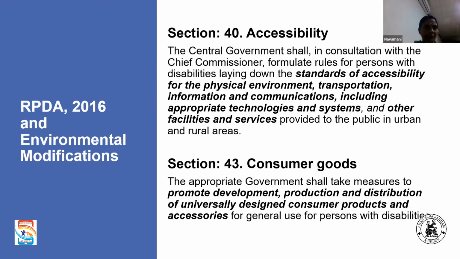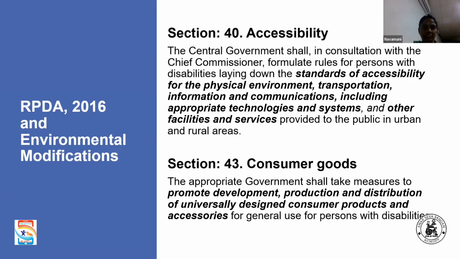Section 40 of the RPwD Act talks about accessibility. The central government shall, in consultation with the Chief Commissioner, formulate rules for persons with disabilities, laying down the standards of accessibility for the physical environment, transportation, information and communications, including appropriate technologies and systems, and other facilities and services provided to the public in rural and urban areas.